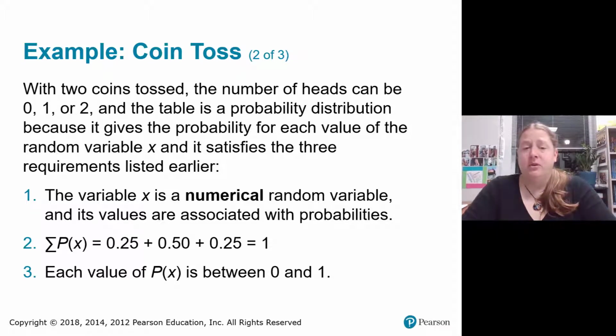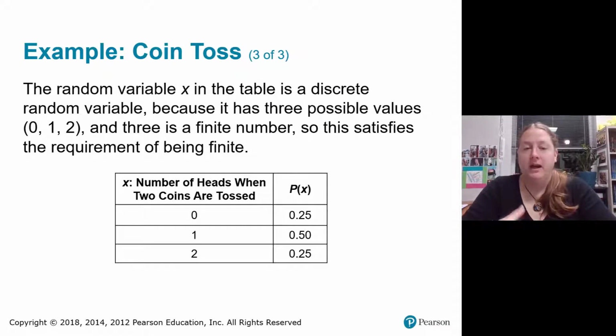So here are our 3 requirements that we need to check. It's a numerical random variable. Its values are associated with probabilities. We're good there. The sum of those probabilities, the 0.25, 0.5, and 0.25, is 1, so we're good there. And each of those individual probabilities is between 0 and 1, so we're also good there. All 3 requirements are met, so we have our discrete random variable with these 3 possibilities, and this is our probability distribution.